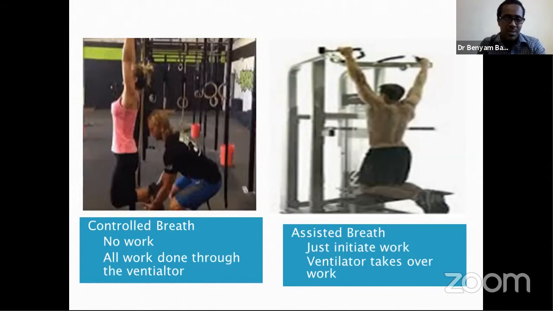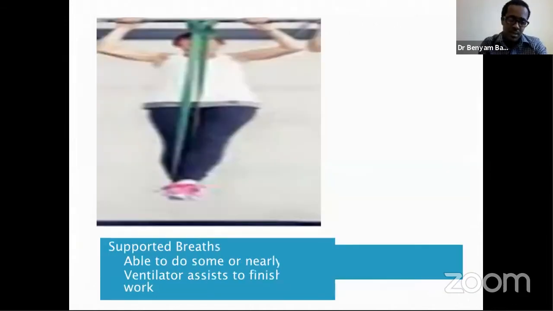And when you come to assisted breath, you just have to initiate a little bit of work and the pull up machine with a pulley and the spring system will take over and pull you up. So that is the analogy with the assisted breath. And the analogy with the supported breath is you are able to do nearly all the work, but the ventilator will only give you a little support, not a full support. Mostly all the job is done by the patient.